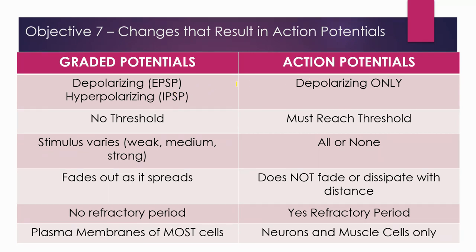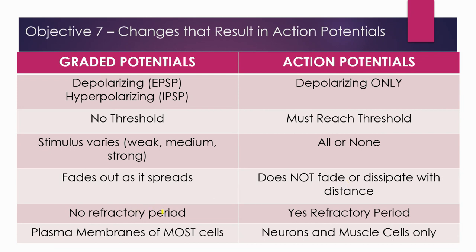Now in order to reach the action potential status, it does have to reach threshold, but a graded potential doesn't have to meet a minimum. They can occur whether they're weak or strong. Whereas an action potential is only going to happen if it reaches threshold, okay? The stimulus and the graded potentials can vary, whereas your action potentials have to be strong enough to meet threshold, and if it does, it's all. If it doesn't, it's none. The graded potentials fade out, but the action potentials are going to be constant along that axon.